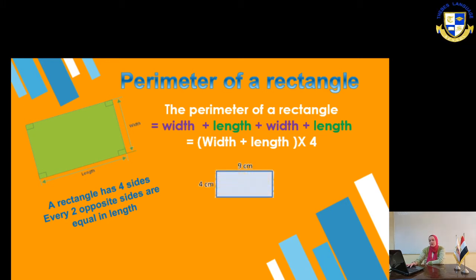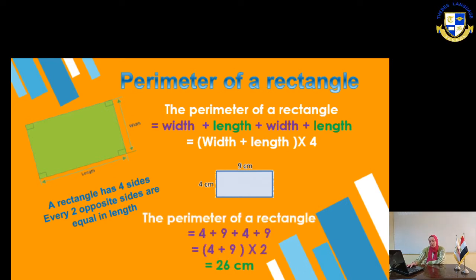Okay. Here we have a rectangle with dimensions 9 and 4. To find the perimeter, we are going to make 4 plus 9 plus 4 plus 9. Okay, instead of that, we can make 4 plus 9. It will be 13, then make 13 times 2, so the result will be 26.